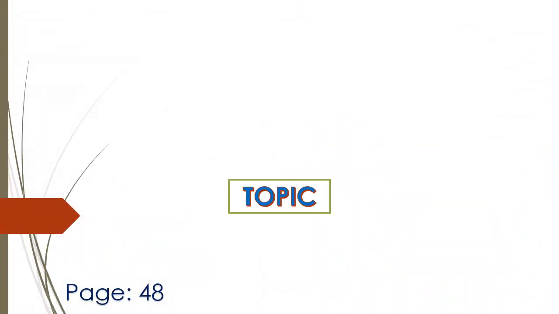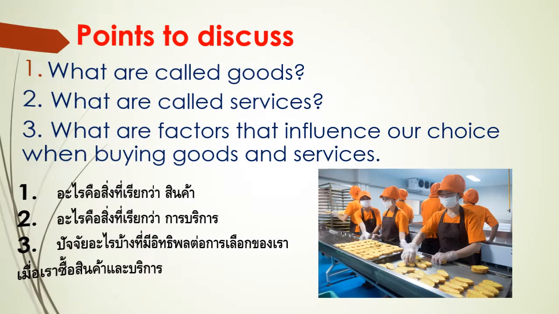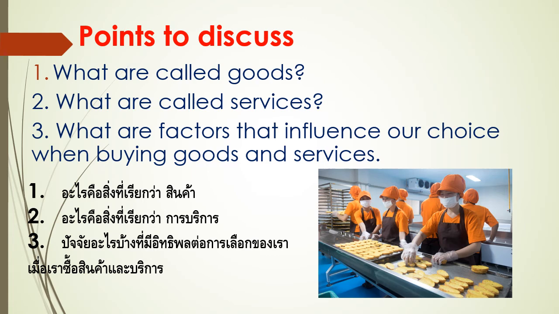Now, let's proceed to our discussion. And our topic is goods and services. You can open your book on page 48 of your social book. Here are the points to discuss. Number 1, what are called goods? Number 2, what are called services? Number 3, what are the factors that influence our choice when buying goods and services?